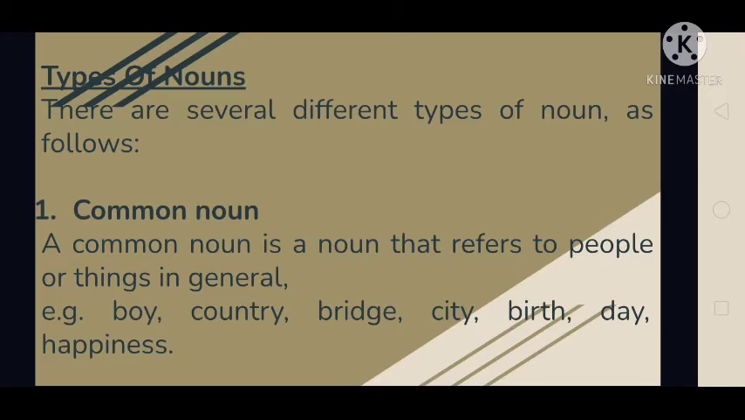Okay, so there are many types of noun. There are five types of noun. Number one, common noun. A common noun is a noun that refers to people or things in general. From the word itself, you can understand that it is common. Example, boy. There are many boys. The word boy is a common word for every boy. Country. The word country is a general word for every country. Bridge, city, birth, day, happiness, etc.